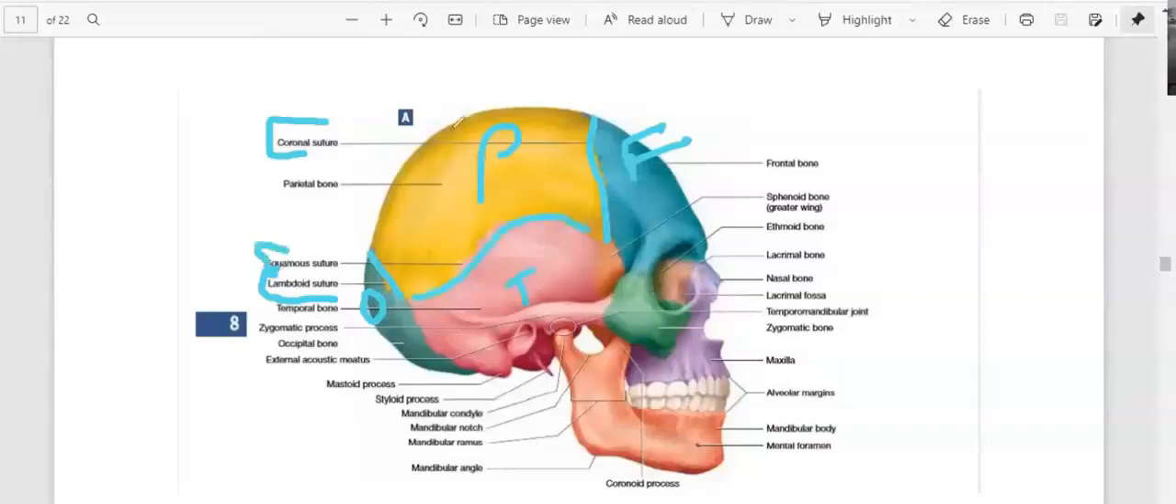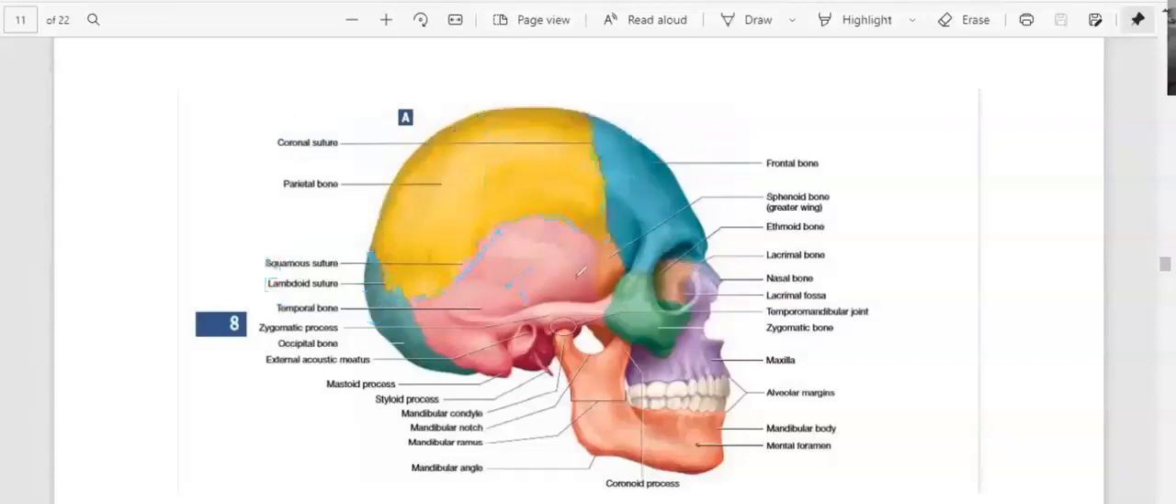We have two temporal bones, one on the right side, the other one on the left side. And we also have two parietal bones. If we have two parietal bones, one of them is over here and the other one should be on the other side around here. So therefore, there's also a joint between the two parietal bones, which is going to be more or less around here. And that one is going to be called the sagittal suture, but we don't see it here.